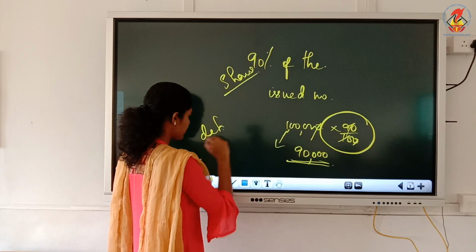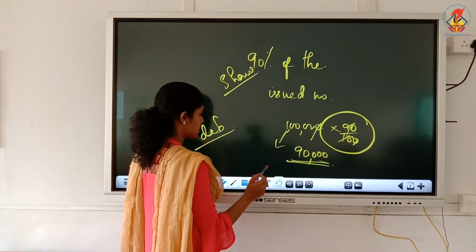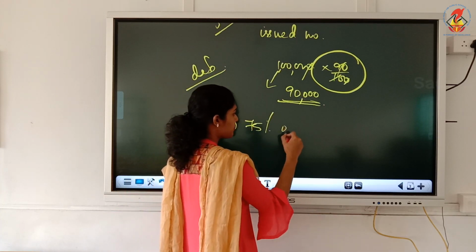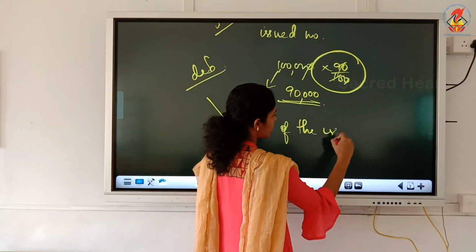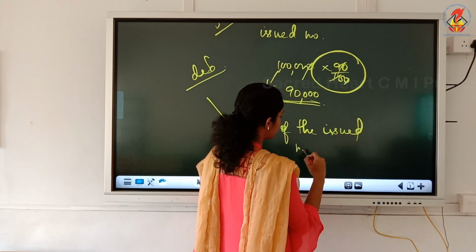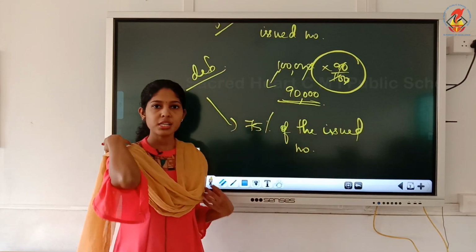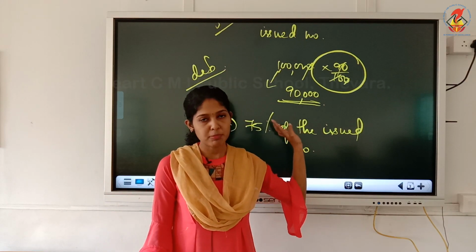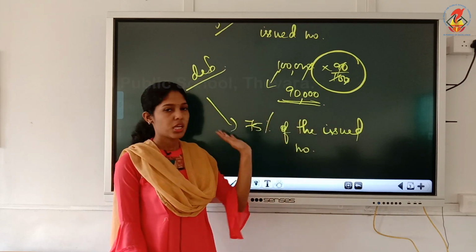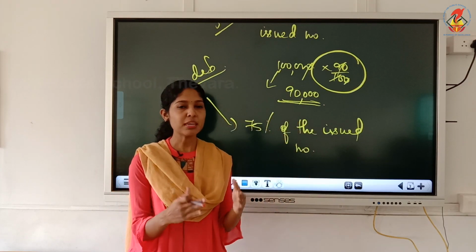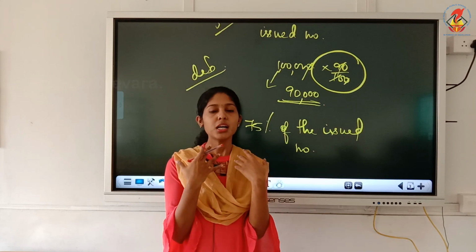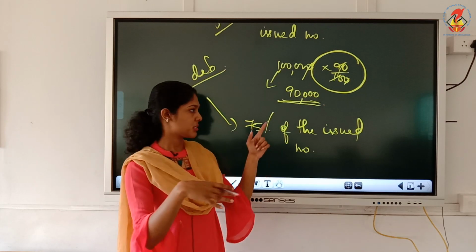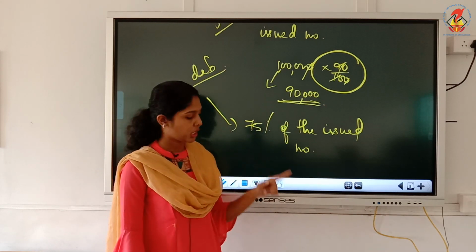Now regarding debentures, what you have to ensure is minimum 75% of the issued number. Instead of 90%, here it is 75%. It's given on page number 9.7, the topic minimum subscription. You just have to remember this. 75% of the issue must be subscribed by the public, then only you can start allotting the debentures. This is about debentures.